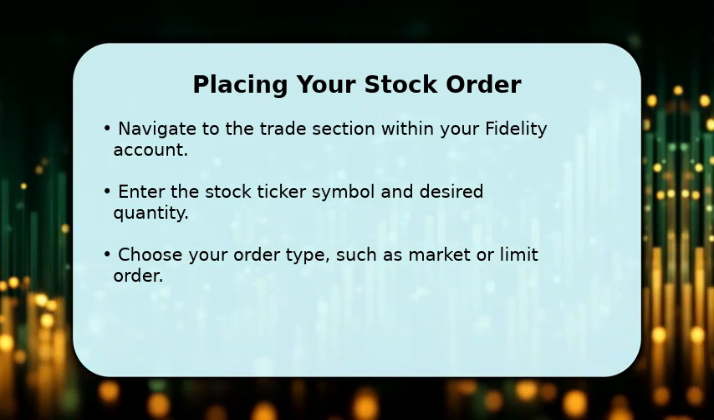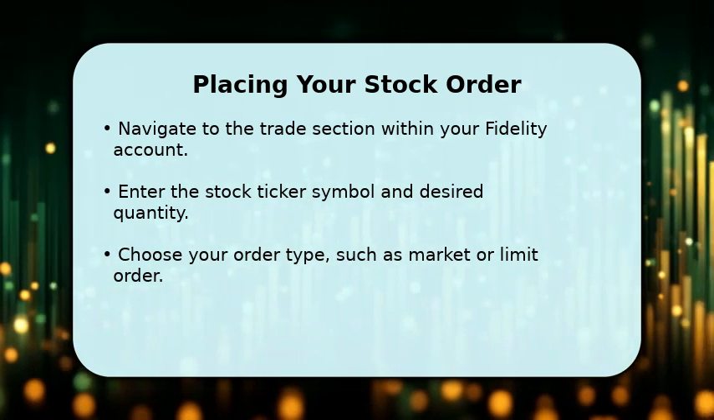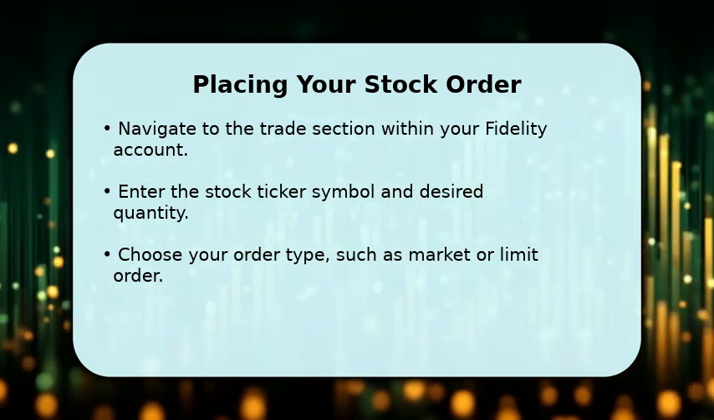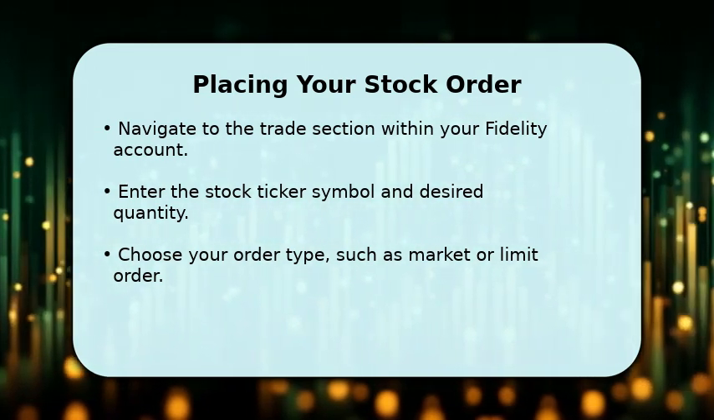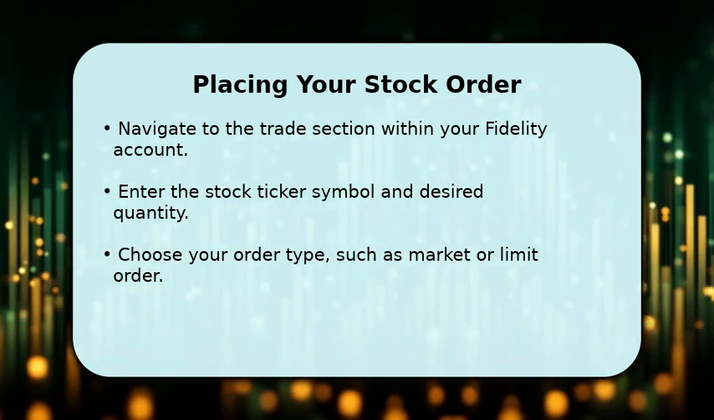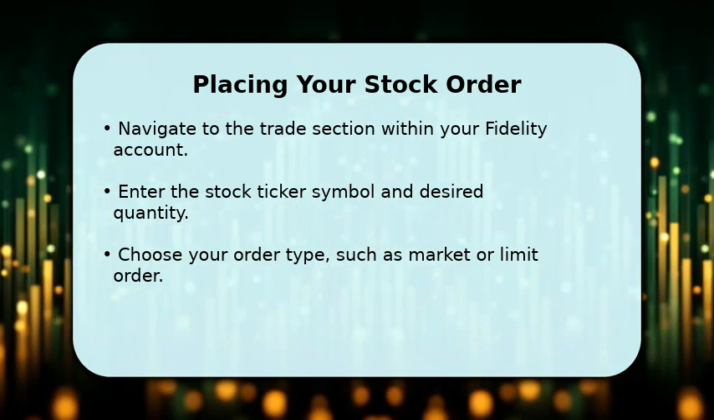Here, you'll input the ticker symbol for the stock you want to buy, like AAPL for Apple. Next, specify how many shares you wish to purchase. Finally, select your order type. A market order buys at the current price, while a limit order lets you set a maximum price you're willing to pay. Review everything carefully before submitting.